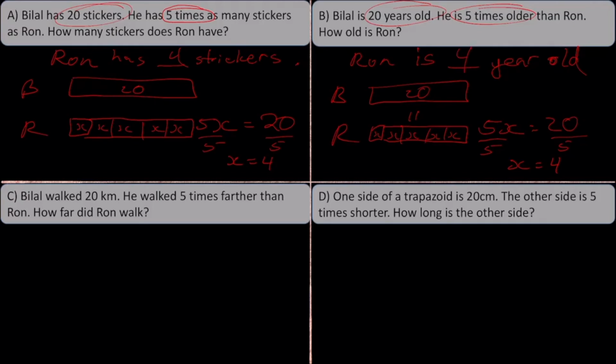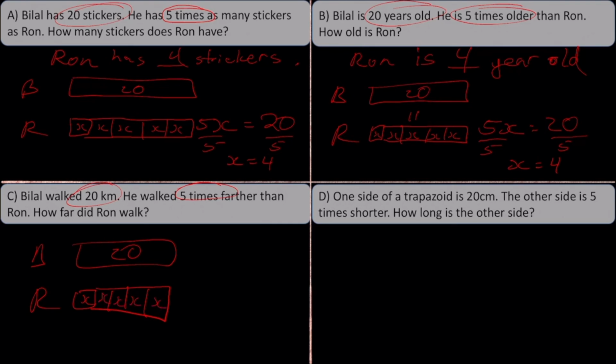Okay. Next, Bilal walked 20 kilometers. He walked 5 times further than Ron. How far did Ron walk? Okay, so Bilal again, 20 kilometers. Ron, that's how far Ron walked. To set it even, I would have to have 5 of those, right? Because that's how many times they said. And so Ron walked blank kilometers. And then that would still be 5x equals 20. And then again, same process.